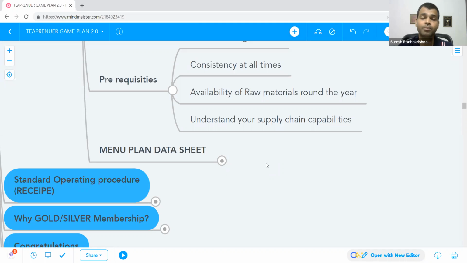Let me tell you what problems you'll face. Today you might procure one dry ginger from the market. The consistency, the taste will be different. Tomorrow you procure it, let's say next month or after 2 months you procure.